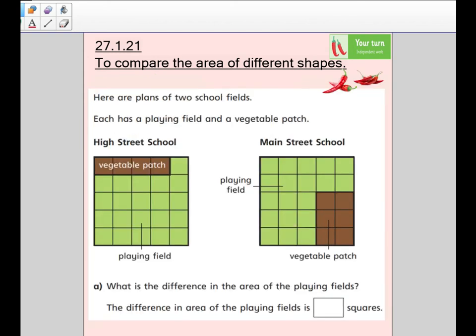This question is suitable for chilli 2 and chilli 3. Here are plans of 2 school fields. Each has a playing field and a vegetable patch. You can see there's one for High Street School and one for Main Street School. The vegetable patch is in brown and the playing field is in green. What is the difference in the area of the playing fields? And then can you complete that sentence? Pause the video and have a go now.